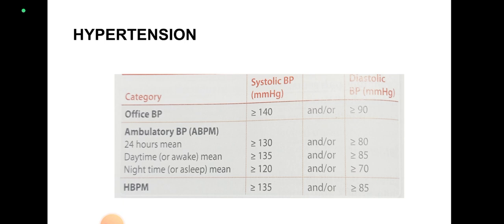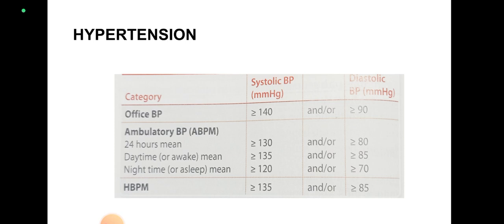Our next topic is hypertension. Hypertension is defined as the level of blood pressure at which there is increased risk for target organ damage, and the benefit of the treatment outweighs the cost and hazards. The diagnosis is based on the following categories. Office BP should be more than 140 mmHg systolic and more than 90 diastolic.